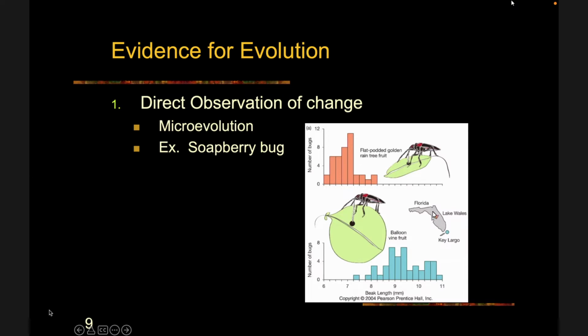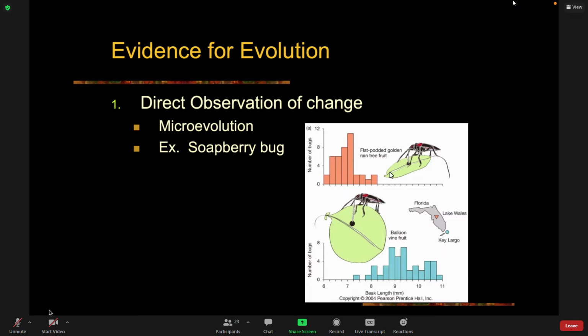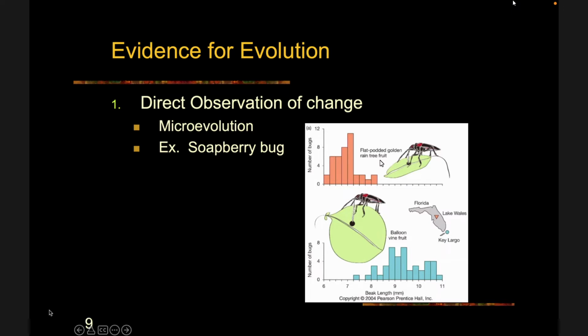Now, their native food, namely this balloon vine fruit, does not grow there. However, there is a related plant, and you don't need to know the names of these plants. Like this one up here around Lake Wales, the flat-podded golden rain tree fruit. It's a long name, hard to remember. Nonetheless, the point is that this is related to the balloon vine fruit, and therefore the type of oil that's there is compatible with the diet of these bugs, and so they could survive.